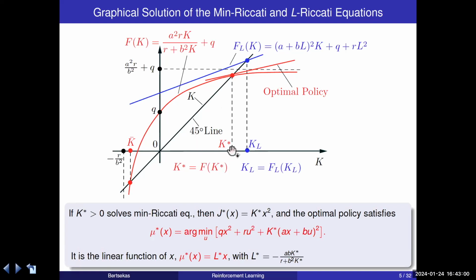K star is the solution of this, and it is obtained at the point where the right-hand side of the Riccati equation meets the left-hand side, which is this line here. So the solution is right at this point. We intersect the 45-degree line with this graph of the Riccati operator. You can see that there's a unique solution that's positive. Maybe there's another solution that's negative, but we don't care about that one because our problem is clearly positive.